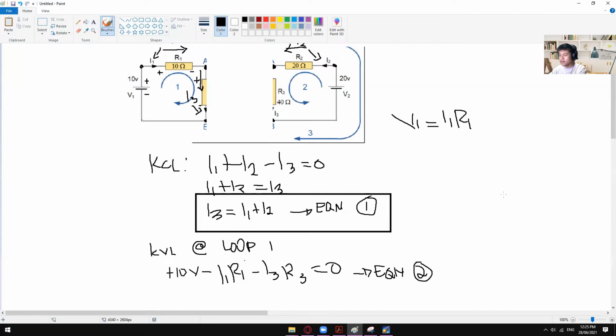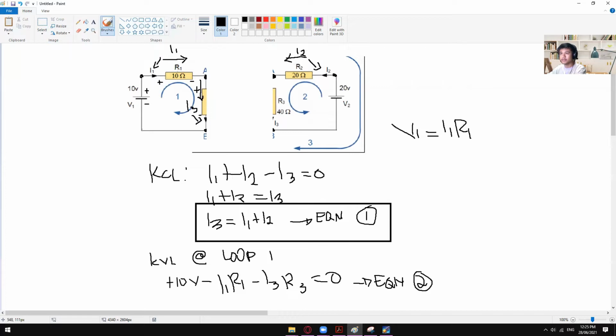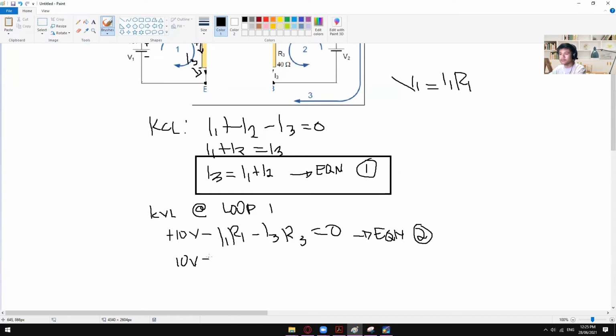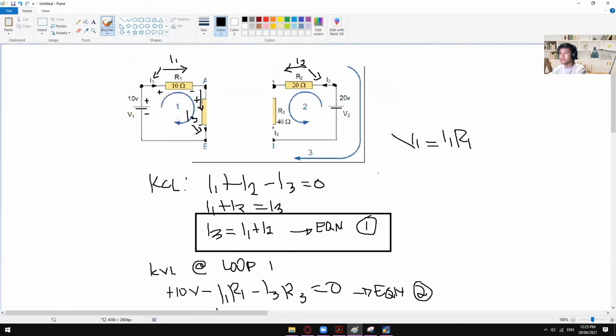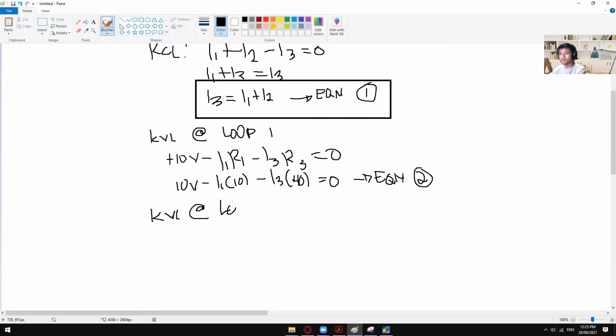So this is now our loop number 1, and we can now replace our variables. Let's say R1 is 10 and R3 is 40 ohms, okay? So we have 10 volts minus I1 times R1, which is 10 ohms, minus I3 times R3, which is 40 ohms, equal to 0, okay? So this is now our updated equation number 2. We can keep that one as it is already. Then we can now proceed to KVL at loop number 2.